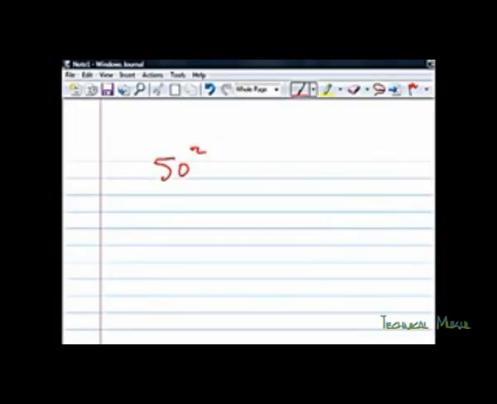Hi guys, today I will tell you an easy way to do the square of any two-digit number near 50. Let's start first with 50. 50 square is 2500. If I have to do the square of 49, all I have to do is subtract 1 from 25, that will be 24, and add the square of 1, that is 2401.